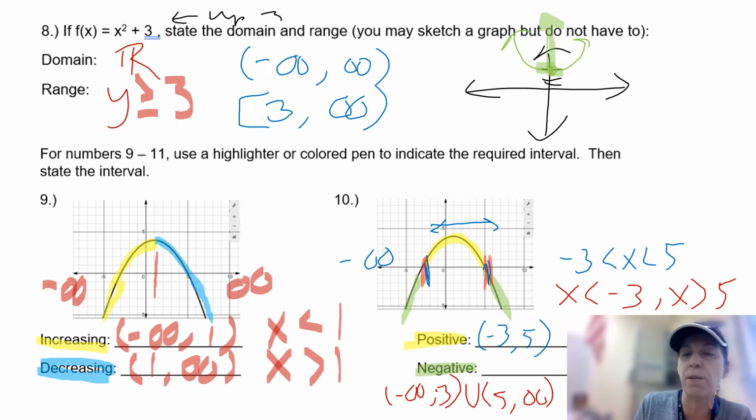Okay, just trying to memorize patterns, all I have to do is flip the positive negative, or flip the parabola over, and it's not going to work anymore. So positive is above the x-axis, negative is below the x-axis. Increasing means it's going up from left to right. Decreasing means it's going down from left to right.